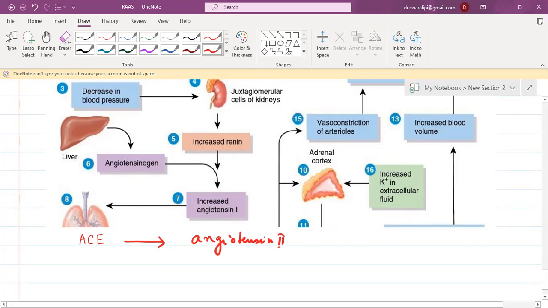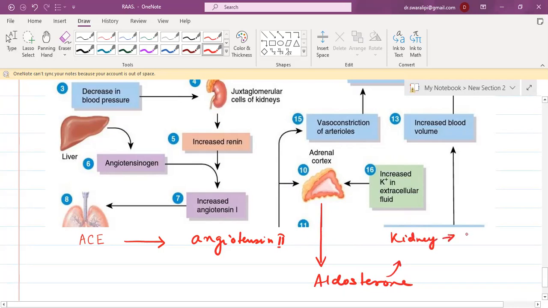The angiotensin 2 which is formed does one thing: it makes the blood vessels constrict. Another thing is that it stimulates the adrenal cortex. When the adrenal cortex is stimulated, what will it give? It is going to give aldosterone. And this aldosterone, what is it going to do? It is going to work over the kidney.